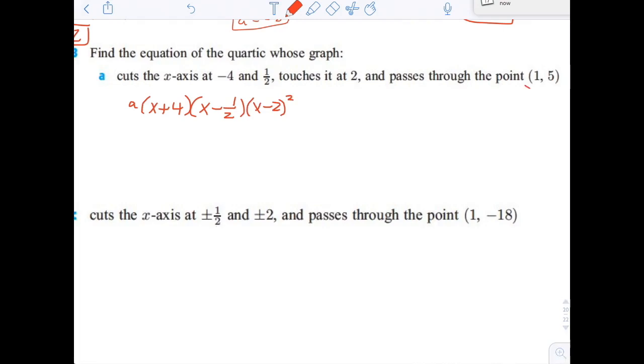And we could use this point 1,5 to figure out the value for a if we put 1 in for x and we set the whole thing equal to 5. So that would be a times 5, because 4 plus 1 is 5. 1 minus 1/2 is 1/2. 1 minus 2 is negative 1. Negative 1 squared is equal to 5 times 1 times 1/2 is 5/2. A equals 5. So A is equal to 2.